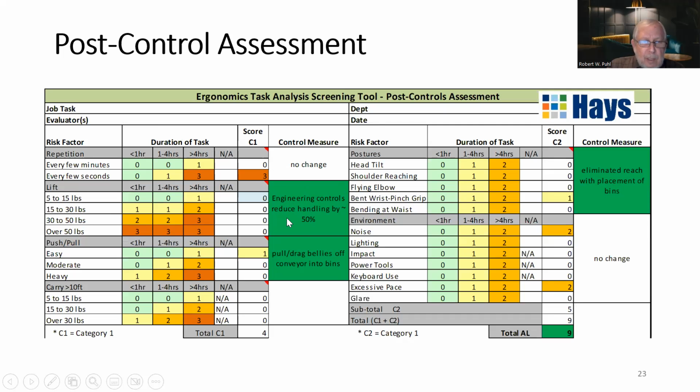Now engineering controls reduce handling by 50%. Okay, so they reduced the handling of it a lot. Pork bellies, they eliminated a lot of this. So this was a 9, it's now a 4. Now over here, head tilt and all this stuff, they eliminated reach with placement of bins. Still had a little bit of it here. They had to get a 1, because they still have to grip it.